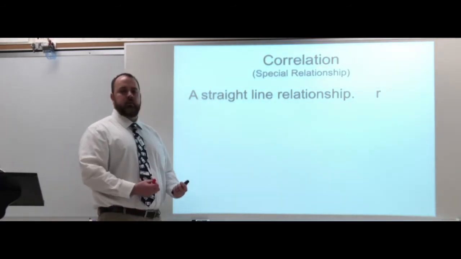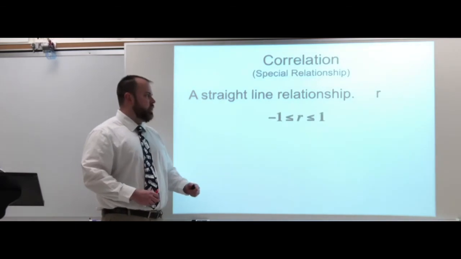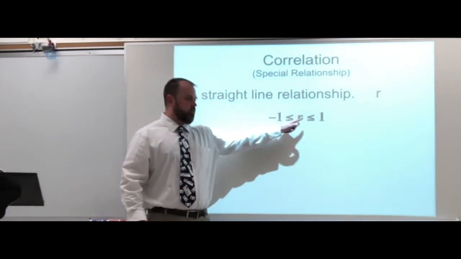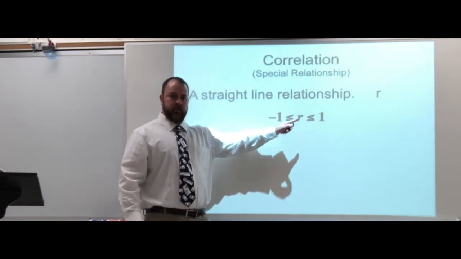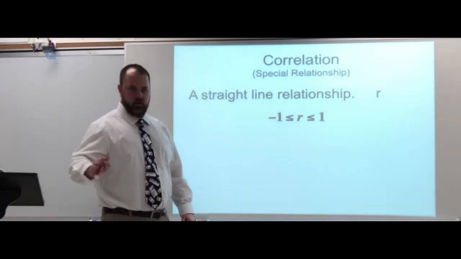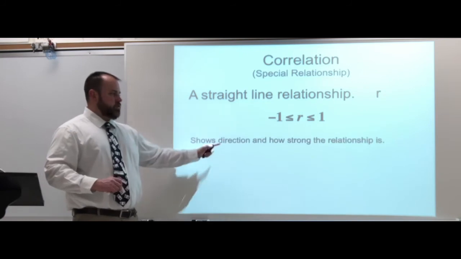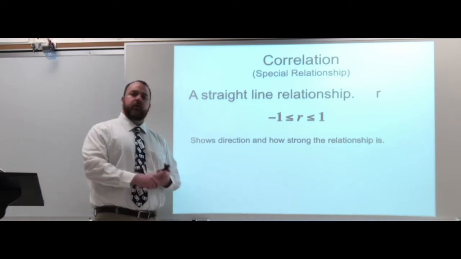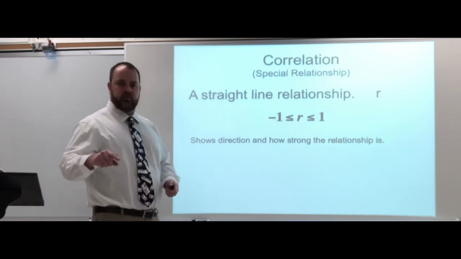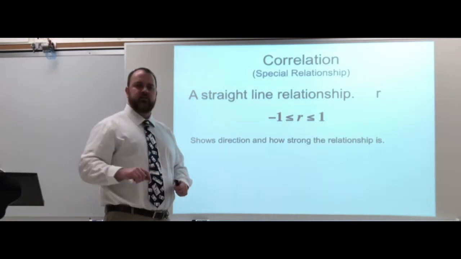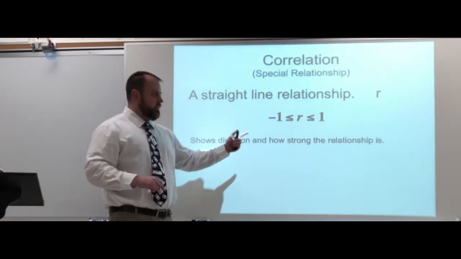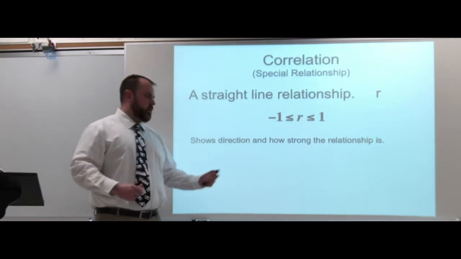Now, correlation can be measured in a value, and that value is going to be between -1 and 1. So you're not going to have anything above 1 or below -1. It shows direction and strength, meaning negative values mean we have a negative association, and positive values mean a positive association. And the strength is shown by where the value is.